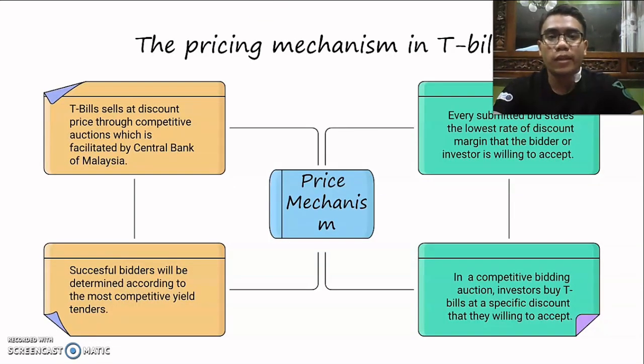For the pricing mechanism, Treasury bills sell at a discount price through a competitive auction, which is facilitated by the Central Bank of Malaysia. Successful bidders will be determined according to the most competitive yield tenders. Every submitted bid states the lowest rate of discount margin that the bidder or investor is willing to accept. In a competitive bidding auction, investors buy T-bills at a specific discount that they're willing to accept.